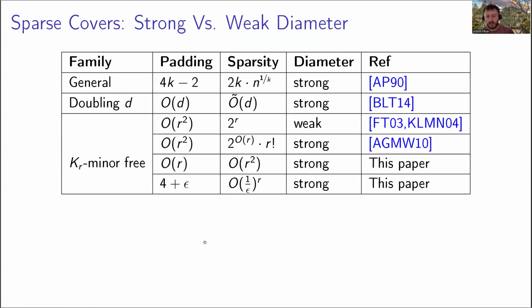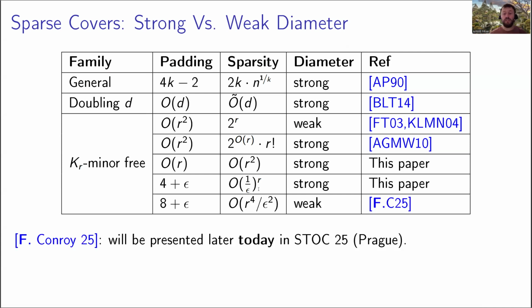Okay, so to wrap up, this is our result. We have these two results here, considerably improving over Krauthammer et al. So basically what we saw is constant padding and exponential sparsity. Actually, right after this paper, there's already a follow-up that will be presented later today in a talk by myself and Jonathan Conroy, where we improved the sparse covers by getting constant padding and polynomial sparsity. So this is an exponential improvement. However, the diameter there is weak, while in the work presented here today in SODA, the diameter is strong.